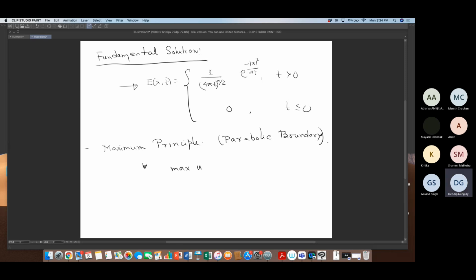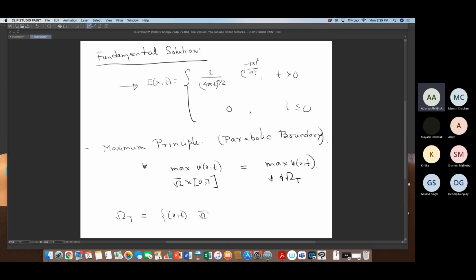The maximum of u(x, t) over Omega closure cross (0, T) is equal to the maximum of u(x, t) on something we call Gamma_T. We call it the parabolic boundary. What is Gamma_T? The parabolic boundary is the set of (x, t) such that (x, t) belongs to Omega closure cross [0, T] minus Omega cross (0, T].